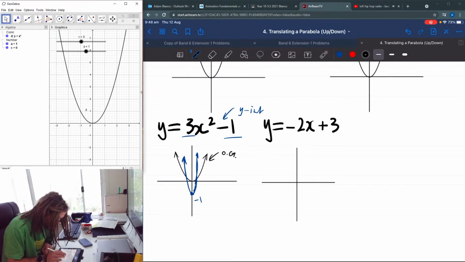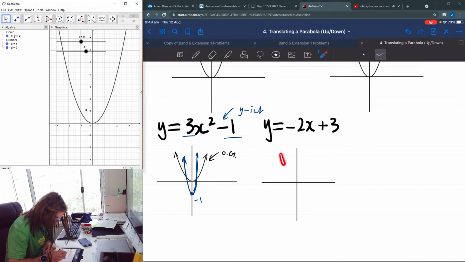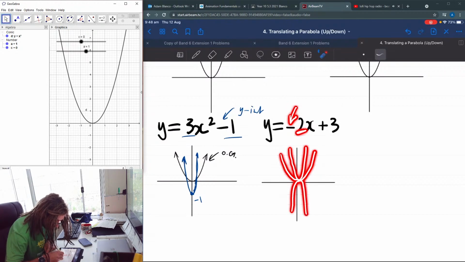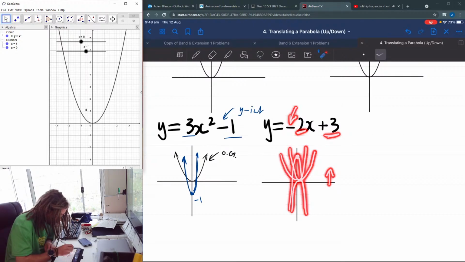The original is going to be, so what am I trying to draw? Let's think about this. The original looks like this. This -2 tells me it's skinnier, so it's skinnier. This negative here tells me it's going to be upside down, so it's actually going to be like this. And that +3 tells me it's going to go up 3. So it's going to be up there at 3, and it'll look like that.